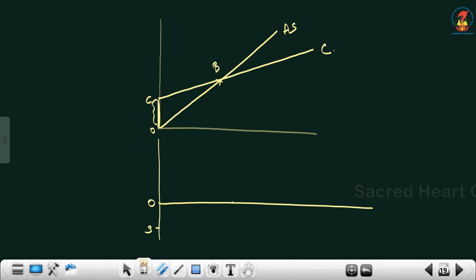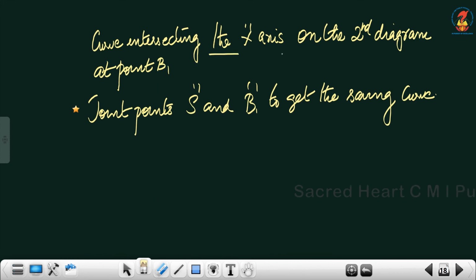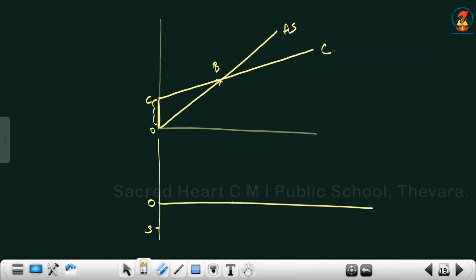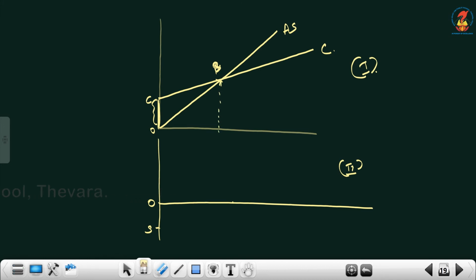Point B1 should be where it intersects the x-axis on the second diagram. Draw a perpendicular from point B. You have to draw a perpendicular in such a way that it touches the x-axis at point B of the second diagram. This is the second figure and this is the first figure. So you have to draw a perpendicular using a pencil and compass and mark this touching point as B1 in the second diagram.